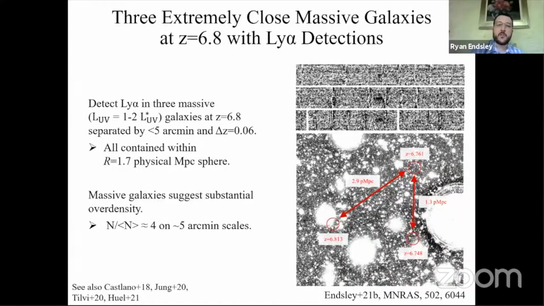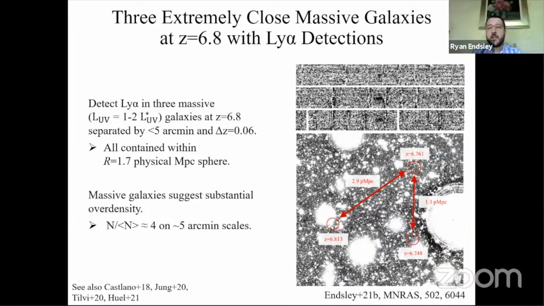So from our first results, we noted that we had 3 extremely nearby massive redshift 6.8 galaxies showing Lyman-alpha emission in the COSMOS field. All three of these galaxies are separated by less than 5 arc minutes, and they reside within a redshift interval of 0.06. All of these galaxies are contained within a radius of 1.7 physical megaparsec sphere.